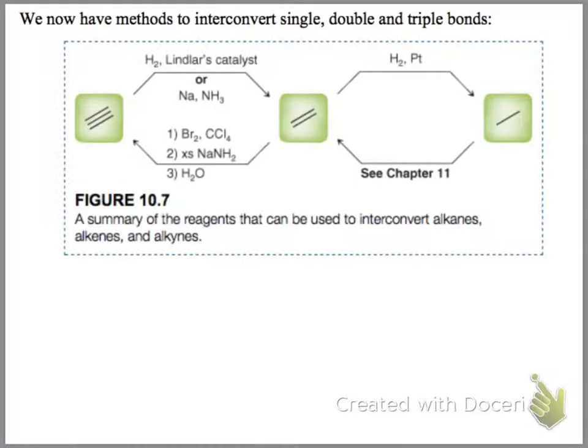So now we have a way to interconvert single, double, and triple bonds. The only thing that we haven't learned yet is this reaction here, how to start with alkanes and then turn them into double bonds. We'll see later that we can do that using radical reactions, but we've learned how to go back and forth between double and triple bonds and how to go from a double bond back to a single bond.